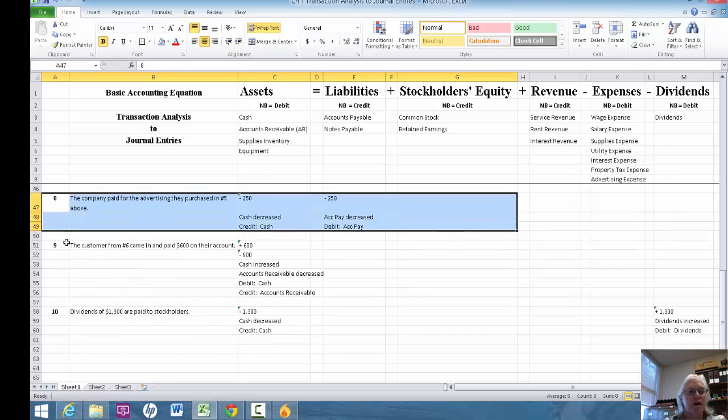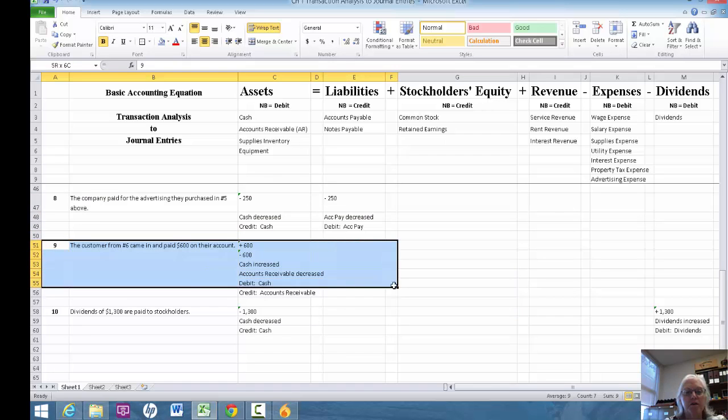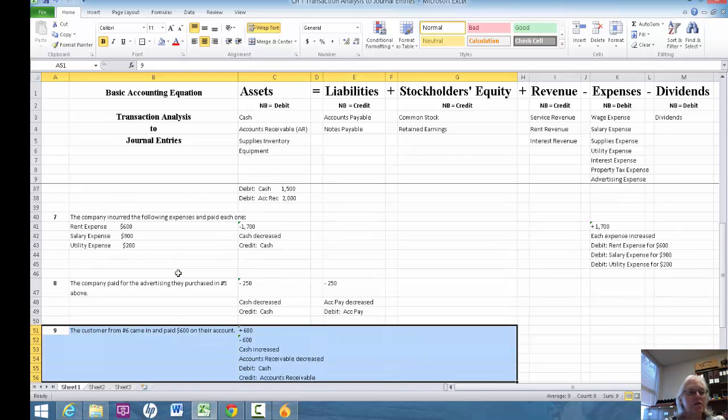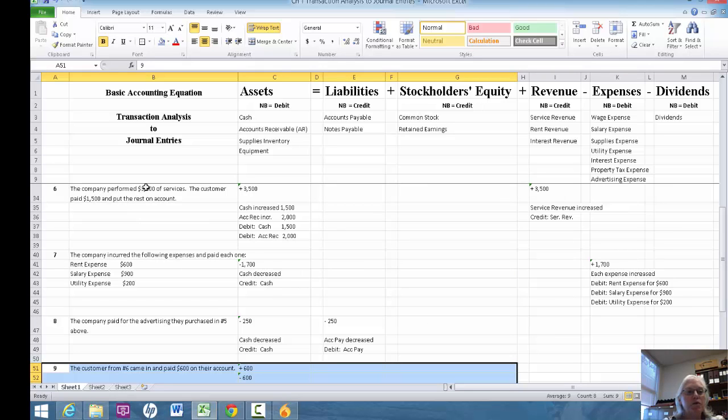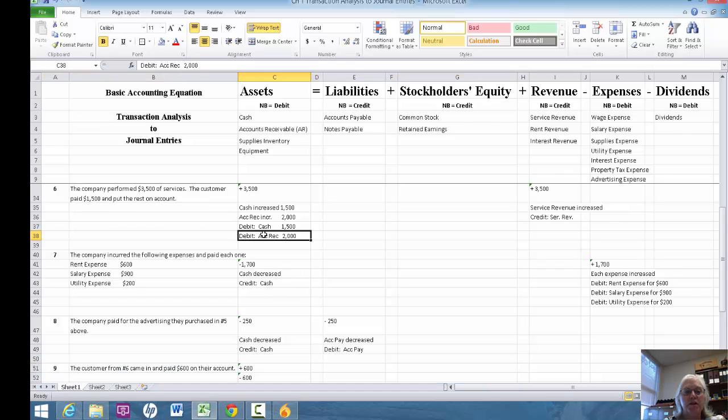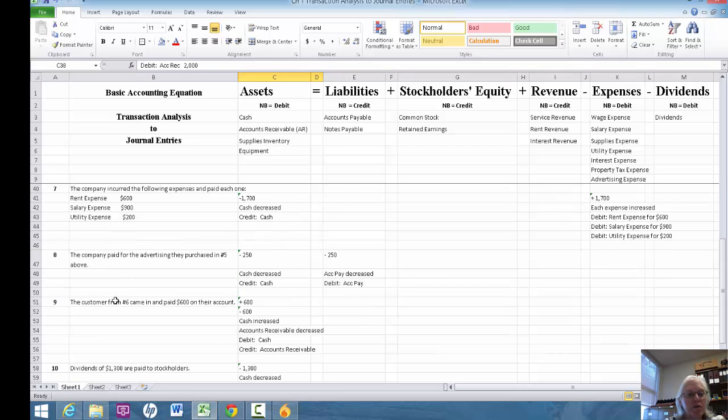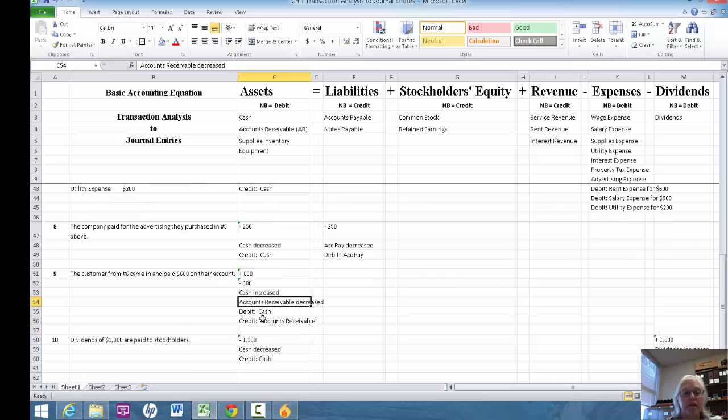All right, number 9, the customer from number 6 came in and paid on their account. So let's go back and look at number 6 again. This is where we performed the service and the customer paid us part of the money, and then they put the rest of it on accounts receivable. So they owed us $2,000, and they're coming in and they're paying us $600. So our cash will increase, and our accounts receivable will decrease by that $600. And they still owe us then another $1,400, so we don't want to forget that. So our journal entry would be debit cash for $600 and credit accounts receivable for $600.